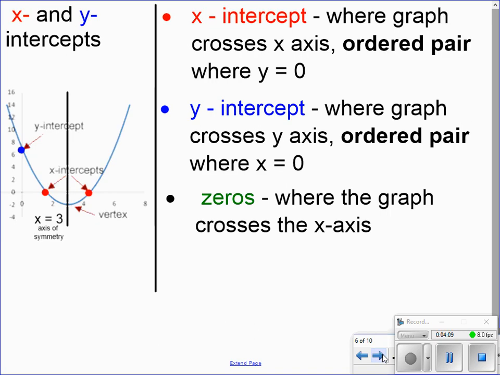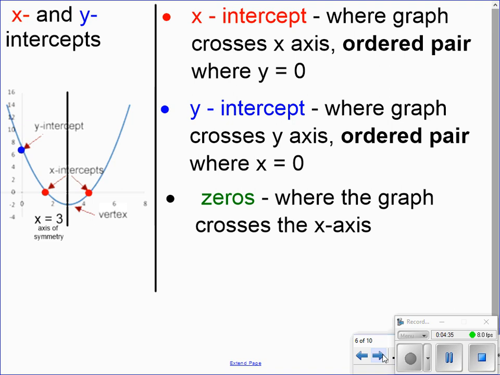The x and y intercepts are your other two features that we have. So these are going to be the final features that we look at. X-intercept, remember, is where the line crosses, or is where your graph crosses the x-axis. And we represent that as ordered pairs. The y value in each of the ordered pairs would be 0. Your y-intercept is where the graph crosses the y-axis. Again, we write it as an ordered pair, but this time the x value would be 0.